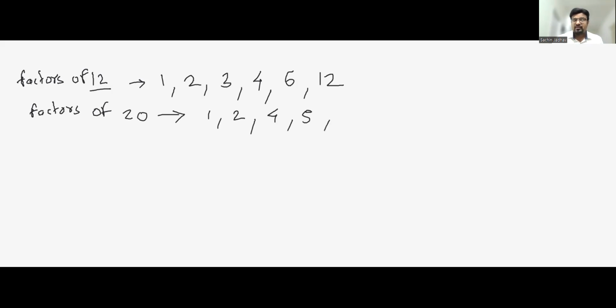Then 6 is not a factor. 7 is not a factor. Directly 10 is a factor. 10 can divide 20 completely, and after 10 directly 20 is a factor.